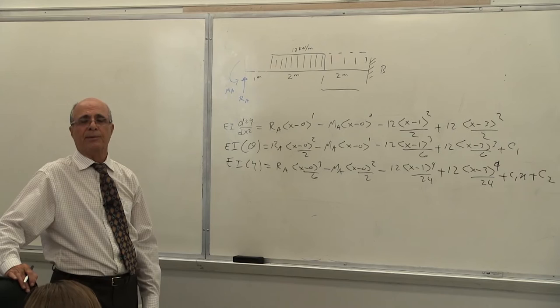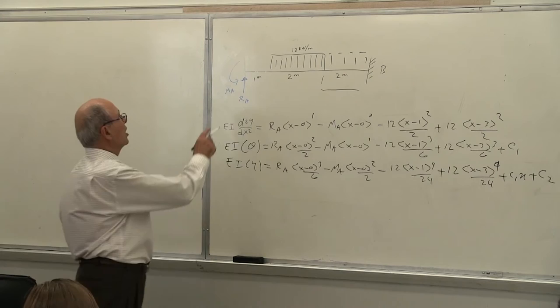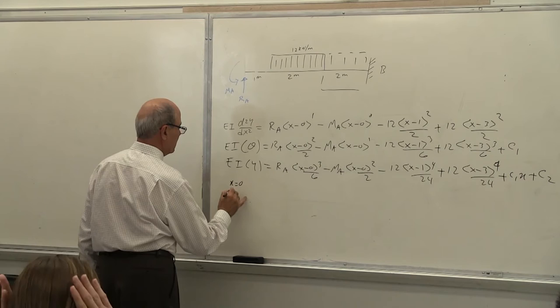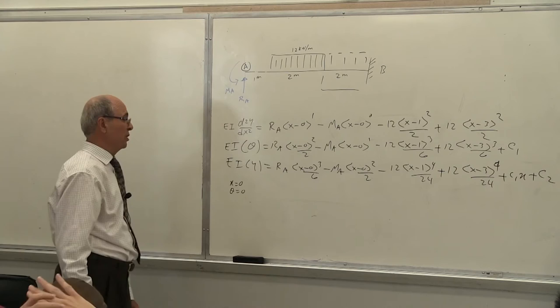Is that always the case? Of course not. This is the reason for it, and that reason is these two. Is that correct or not? Since I have a moment there, that means it's not rotating. Therefore, at x equal to 0, theta equals 0, or you can say theta A equals 0, because this is point A. Therefore, that gives you 0, 0.